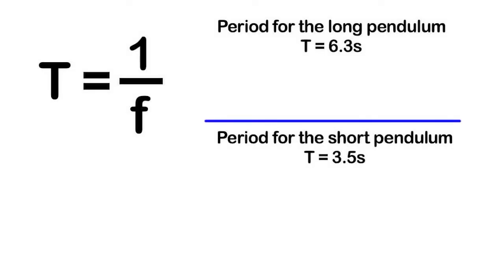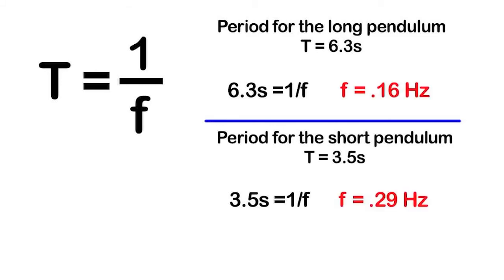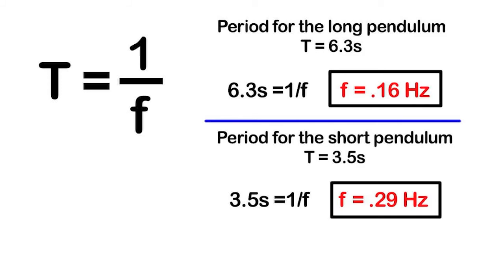To calculate the frequency, we put the period into the formula and take its inverse. You can do this with the 1 over x or x to the minus 1 button on your calculator. Then all we need to do is box those answers up. So, as the pendulum length decreased, so did the period. But as period decreased, the frequency increased.